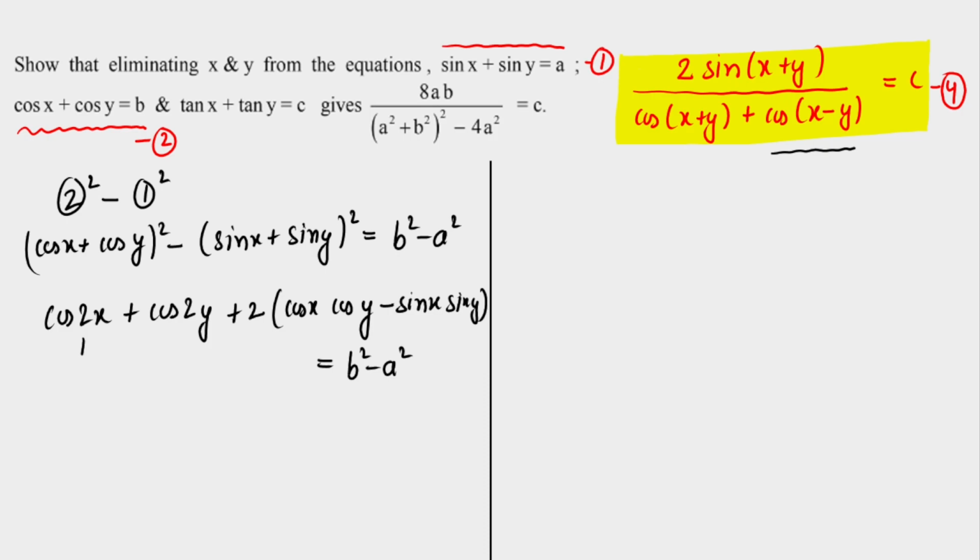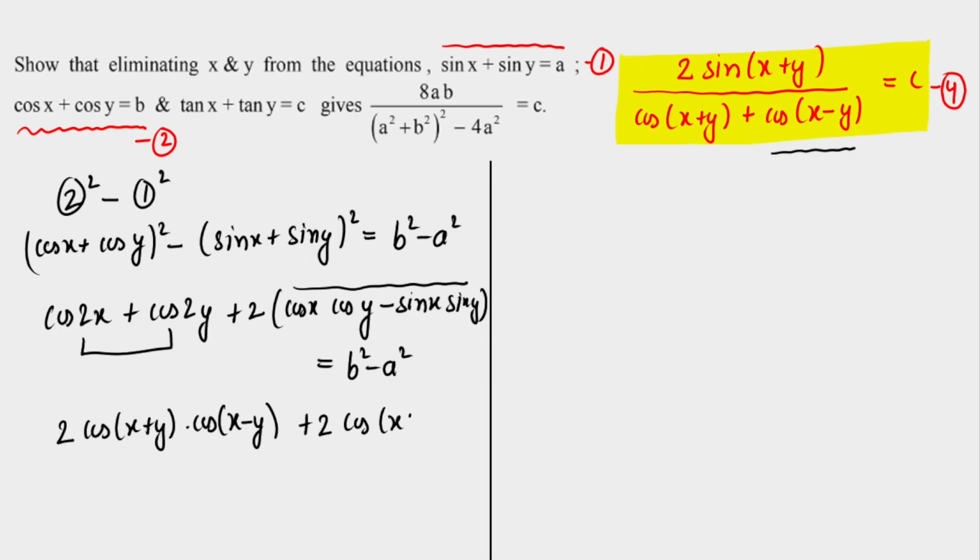Now again I'm going to apply cos C plus cos D here. Why? Because if I see this expression, cos x cos y minus sin x sin y, it is a perfect expansion of cos of x plus y. So the moment I apply cos C plus cos D, we'll get 2 cos of (C plus D) by 2 cos of (C minus D) by 2, plus 2 times cos of x plus y is equal to b square minus a square. Our objective is to calculate cos of x plus y, so that's why I applied cos C plus cos D here, so that I can take something common.